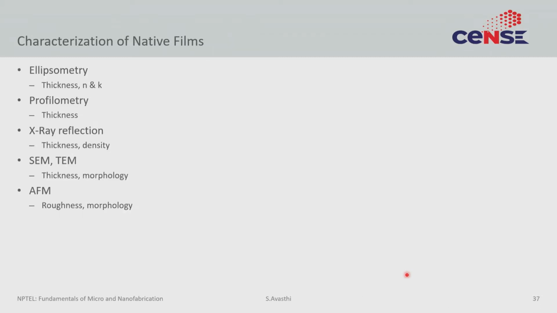So, with that, we come to the end of growth of native films. Finally, I just have one slide to talk a little bit about characterization. This is again primarily a course on fabrication, but I would still want to give you some ideas of how you actually characterize the films that you grow. So, the easiest thing to do in silicon dioxide is to just measure the thickness, and the way to do that often is using ellipsometry.